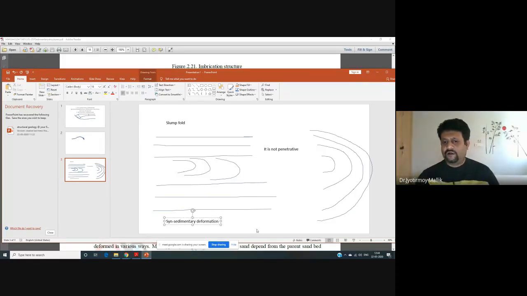They are not the product of secondary structures like the typical folds that we have been discussing. Is this clear?